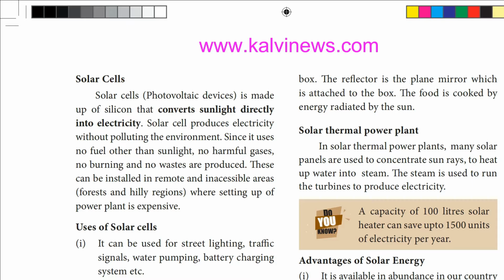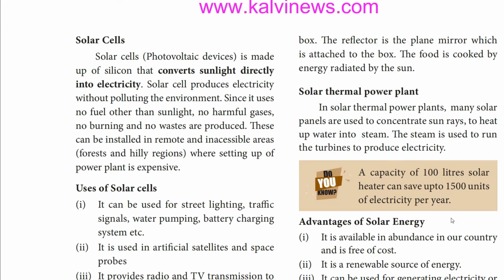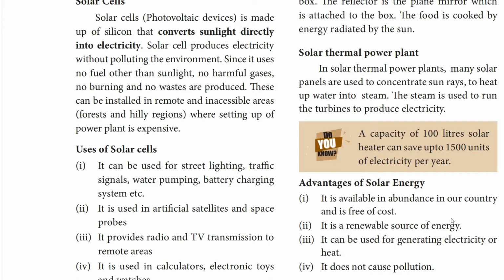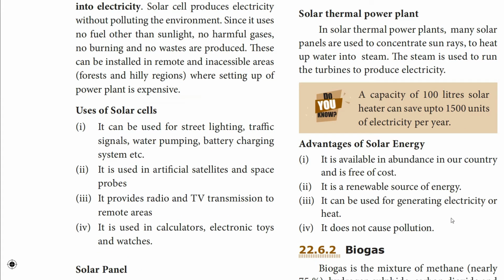Since it uses no fuel other than sunlight, there are no harmful gases, no burning, no wastage. So they can be installed in remote and inaccessible areas like forests and hilly regions, where setting up a power plant is expensive. Uses of solar cells: it can be used for street lights, traffic signals, water pumping, battery charging systems, etc. It is also used in artificial satellites and space probes. It provides radio and TV transmission to remote areas. It is used in calculators, electronic toys and watches, etc.